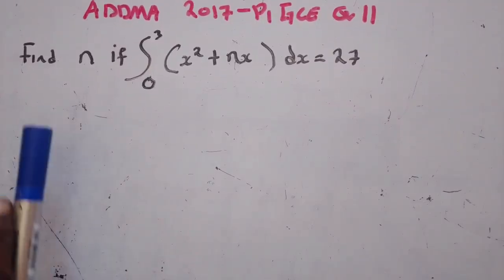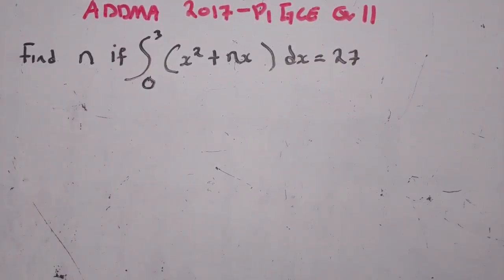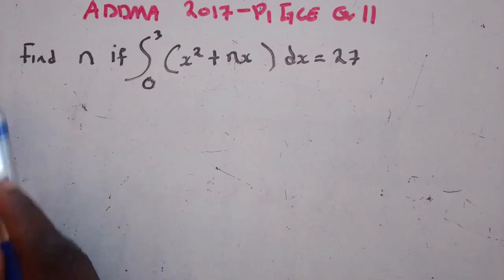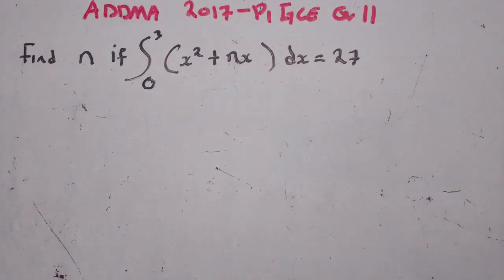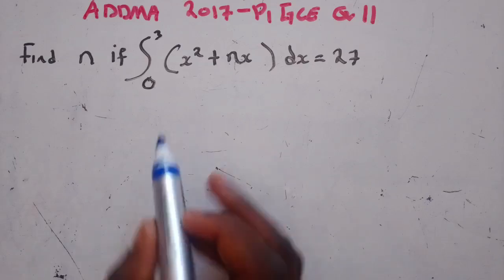Repeating, the question reads: find n if the integral of x squared plus nx dx is equal to 27. This question came in Additional Mathematics 2017 Paper 1 GCE, and it was question 11. Okay, so I'm going to repeat: find n if the integral of x squared plus nx dx is equal to 27. So we have our solution here.